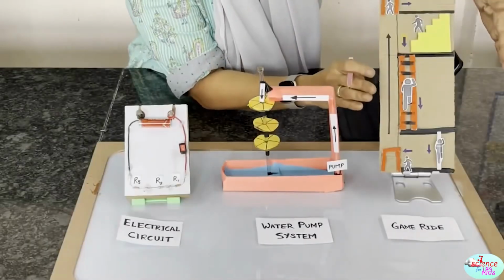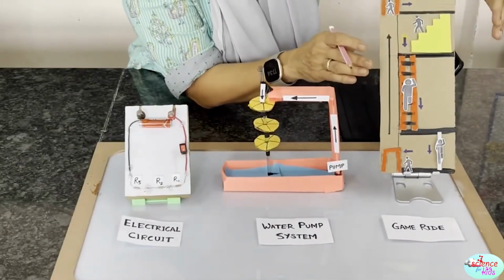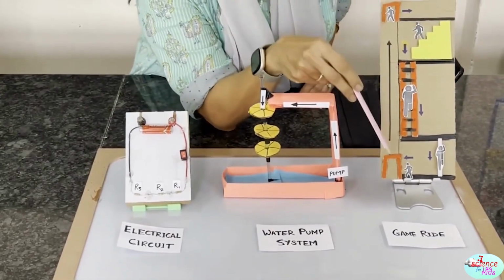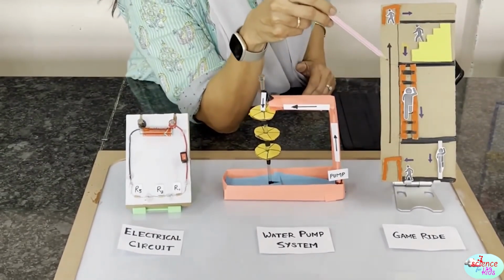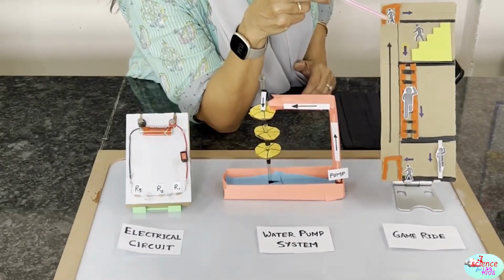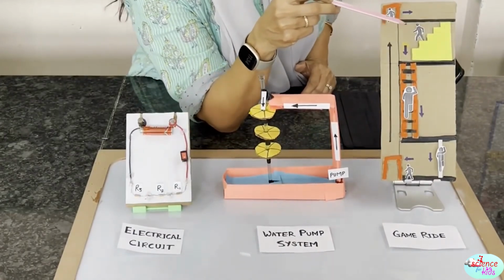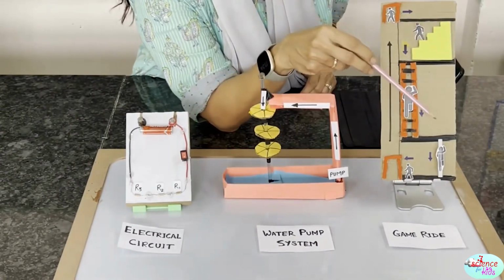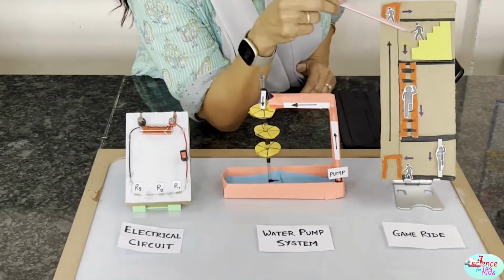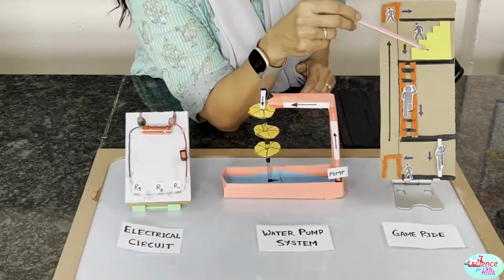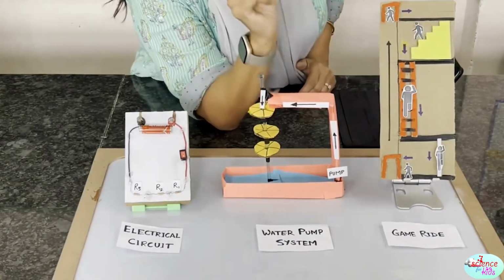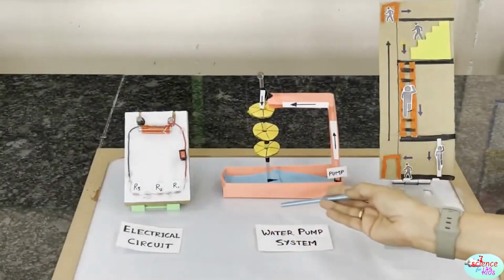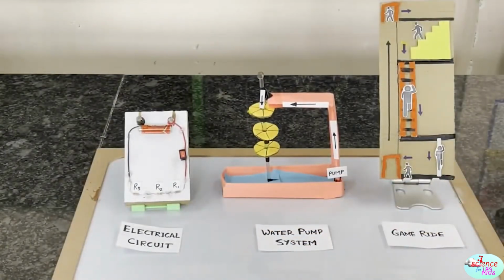The third model is a game ride. It has a one-way elevator. As you can see, people can use it to go up to the top. But to come down, they have to go through the staircase, the ladder and the pole. And all these three are located at a different level. So what do you think? Is there any similarity between these three models?